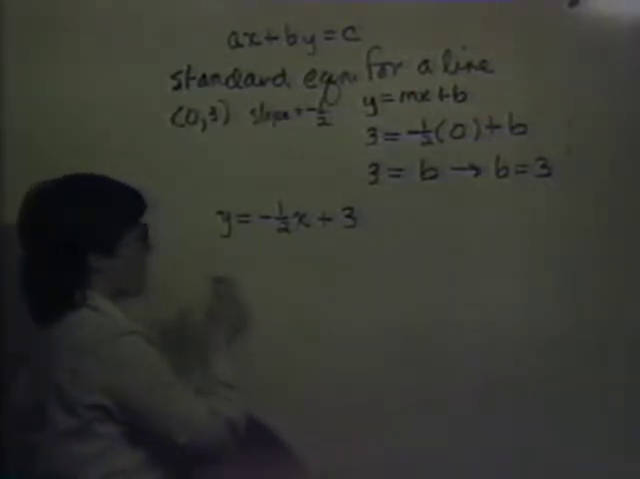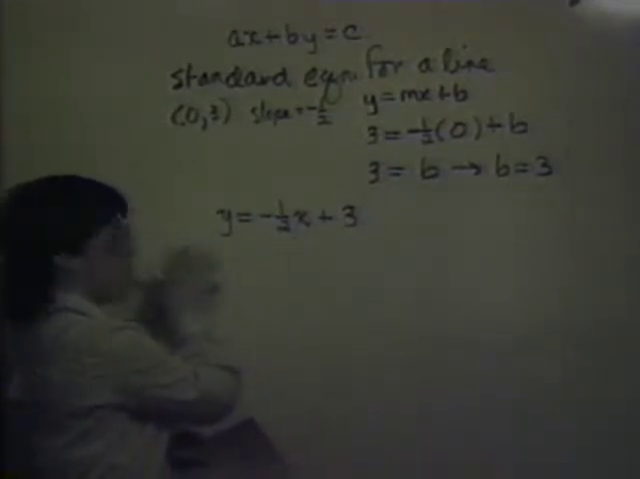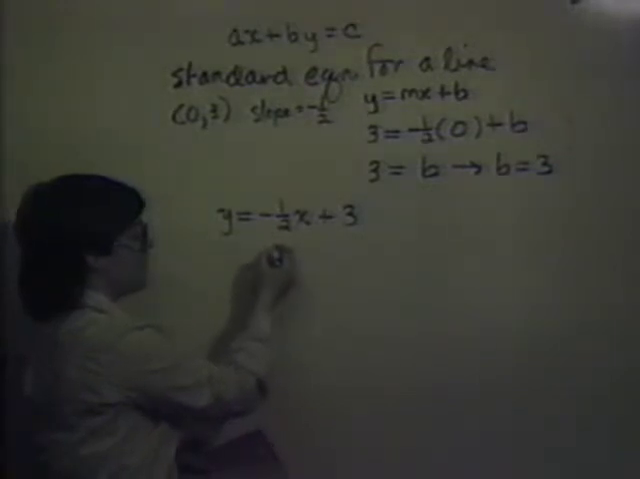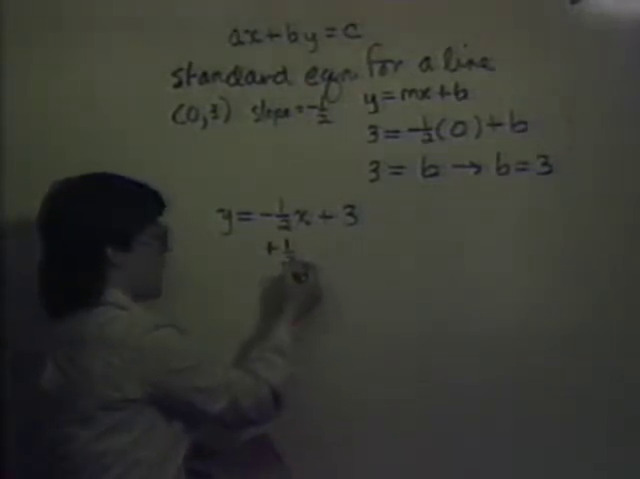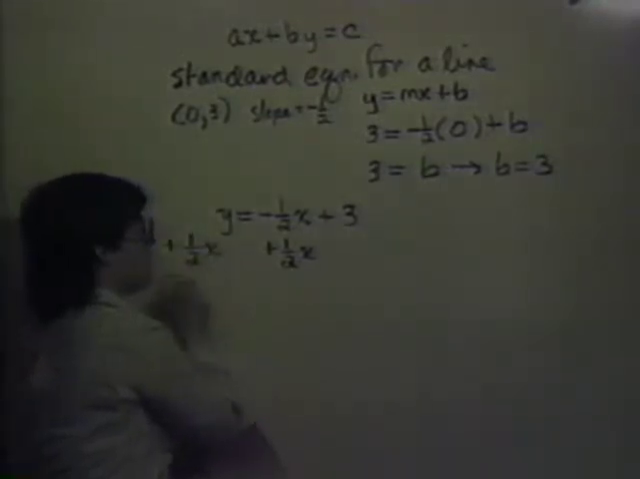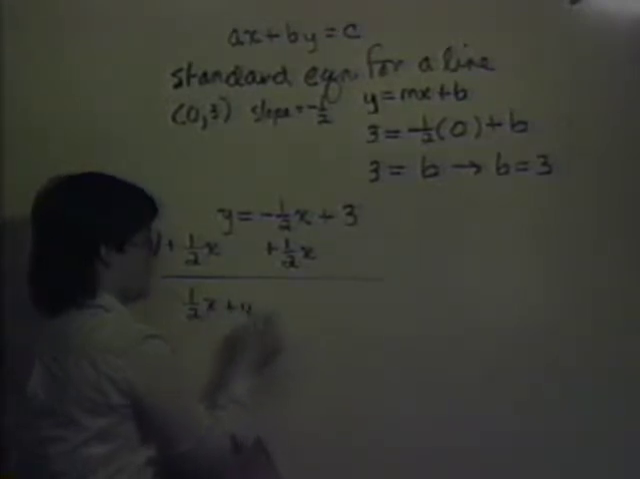Now, to get it into standard form, what do we need to do, Bun? We don't need to find a common denominator, but we do need to get the x term on the same side with the y. Add 1/2 x. Great, we're going to add 1/2 x to both sides. Now we get 1/2 x plus y equals?